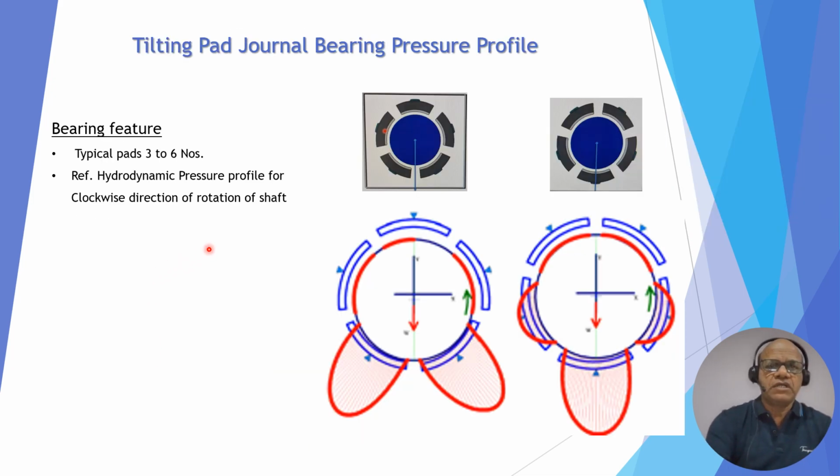Now, the pressure profile for a tilting pad bearing. You can see the loads between the bearings and the loads on the pad. Typically there can be 3 to 6 pads. If you look at the pressure profile, if the shaft is rotating like this, the area is decreasing here, and here. Similarly, for the load on the pads, the area is decreasing here and here, as the shaft is rotating like this. If you rotate in the other direction, the converging area will change.